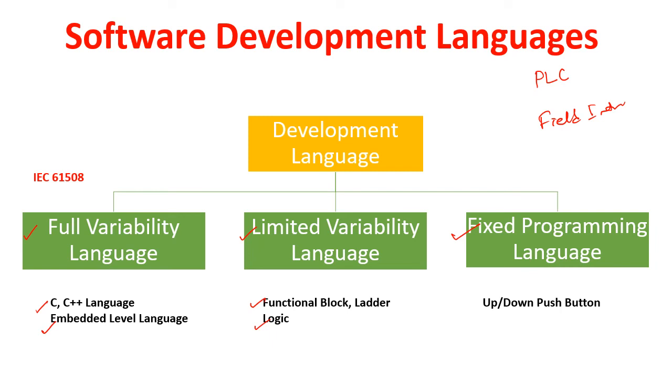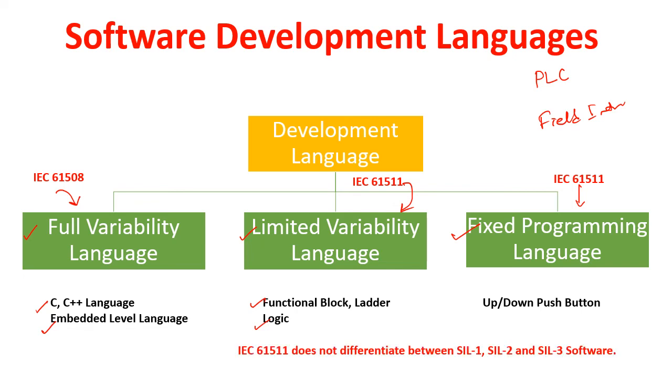In case of the full variability language, all the requirements are specified in IEC 61508. In case of limited variability language and fixed programming language, all the requirements are specified in IEC 61511. So if we want to see the actual requirements, we need to go into the standards and see what the requirements are and what we need to follow, right? But I am giving a very high-level picture here. Later on we will discuss the exact requirements that need to be followed.